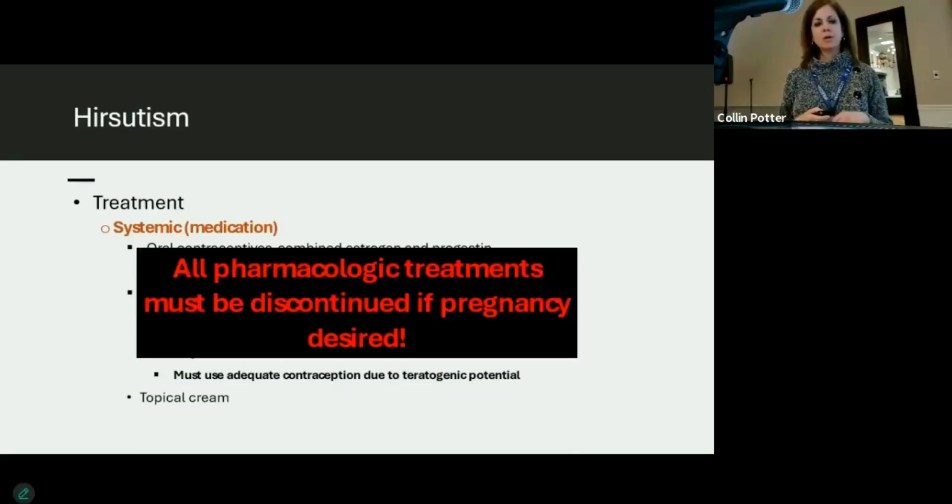And then we'll talk about the topical cream. Obviously, none of these therapies are appropriate if pregnancy is desired.